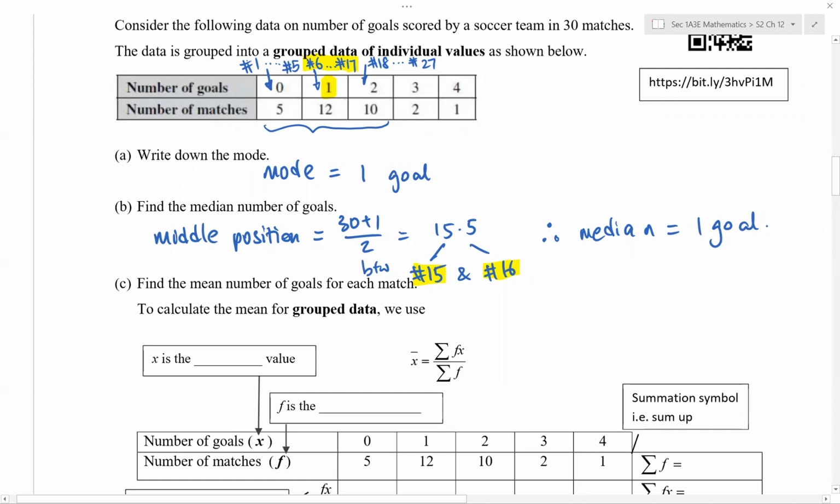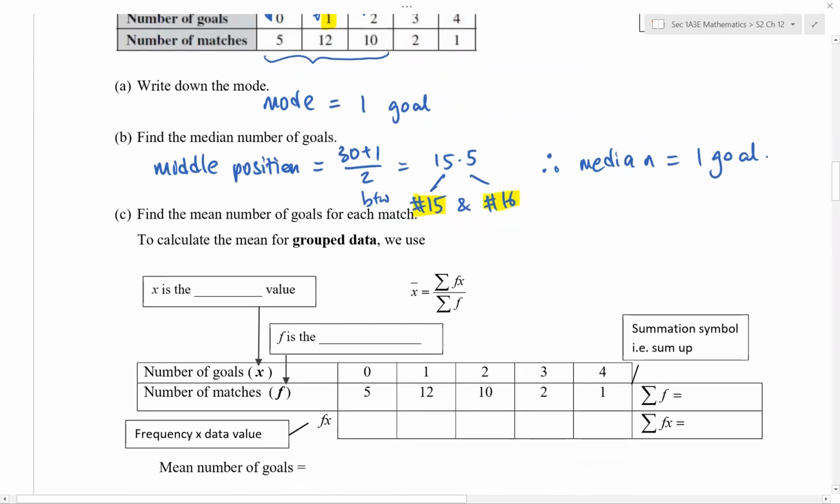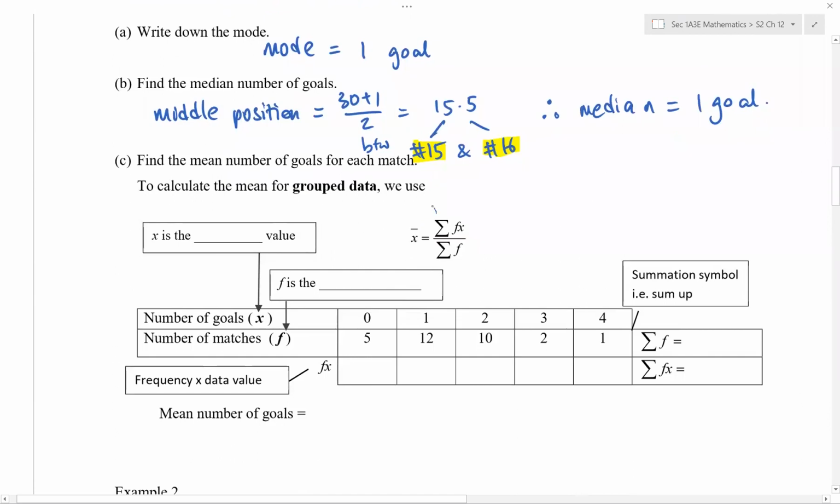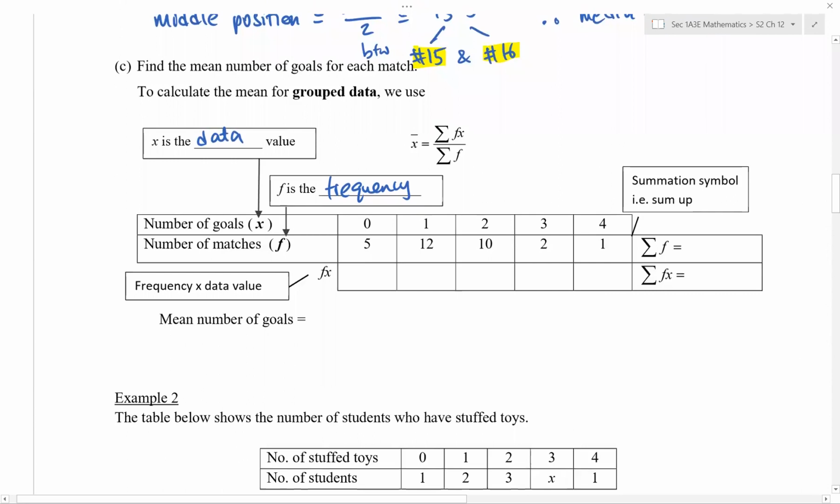So we've got a formula which you can easily derive yourself. The formula is summarized as such, and we saw this in chapter 12, part 1 already. No change. So X over here is the data value, the number of goals, and F is for our frequency. So when we write Fx as shown in the formula, Fx just means frequency times the data value.